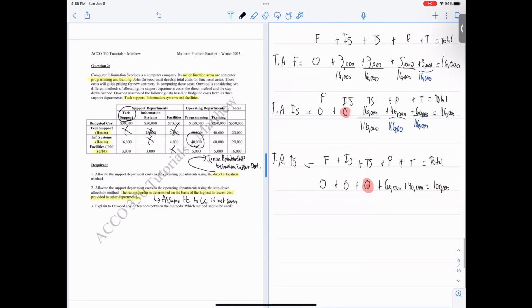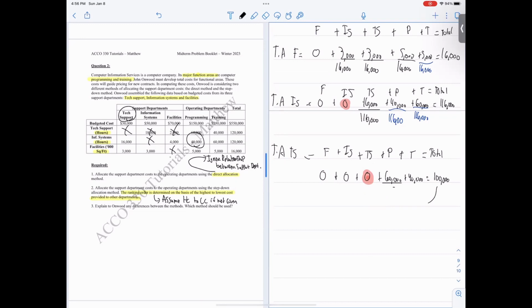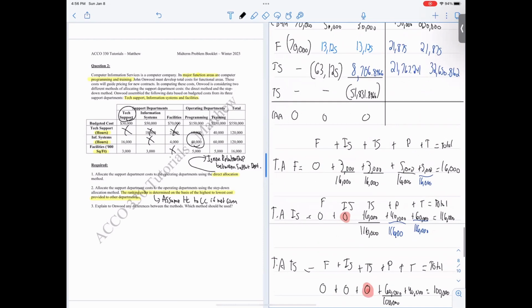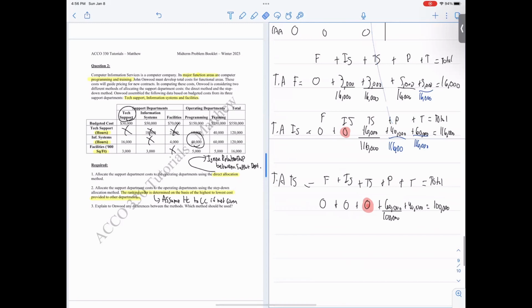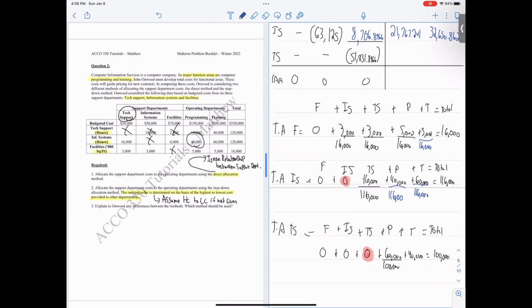If you don't believe me, let's go do it. Let's build a proportion. So 60,000 over the total of 100. That's our proportion for programming. So we do this ugly number, 51,831.8966 times 60 over 100. That'll give you 31,099.138. Then we do 51,831 in the ugly decimals times 40 over 100. And that will give you 20,732.759.